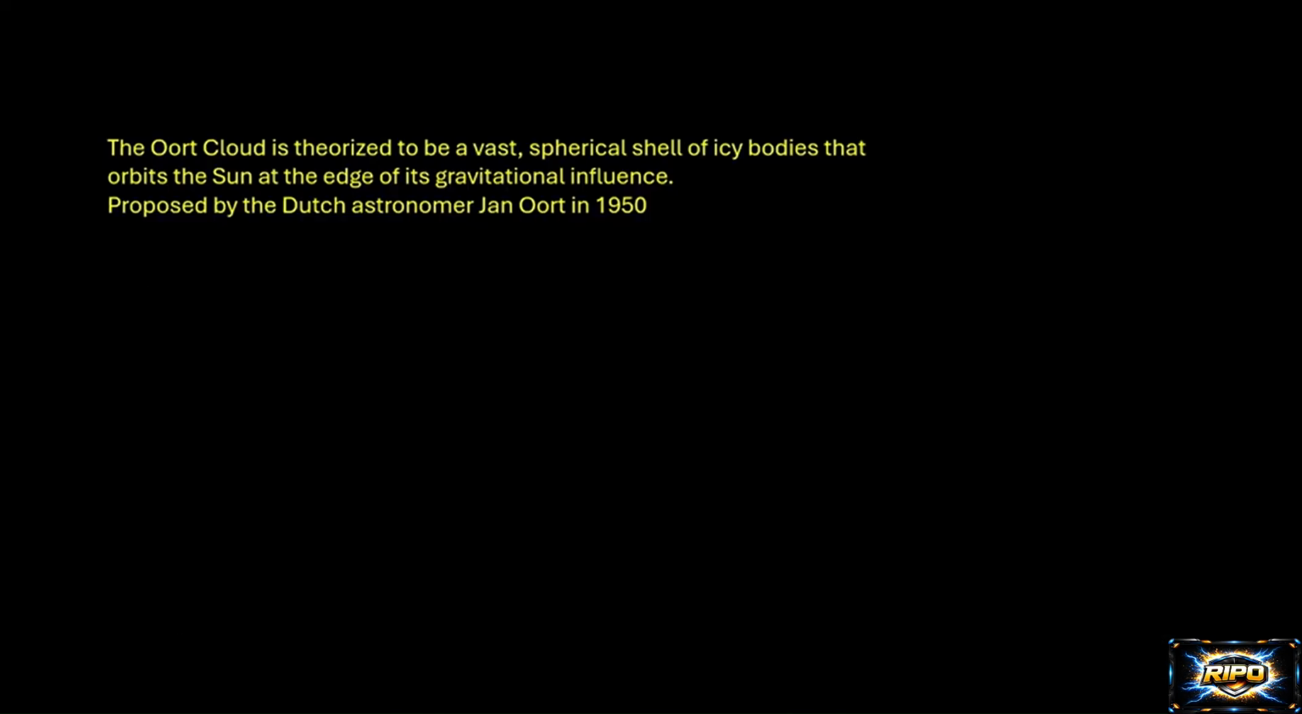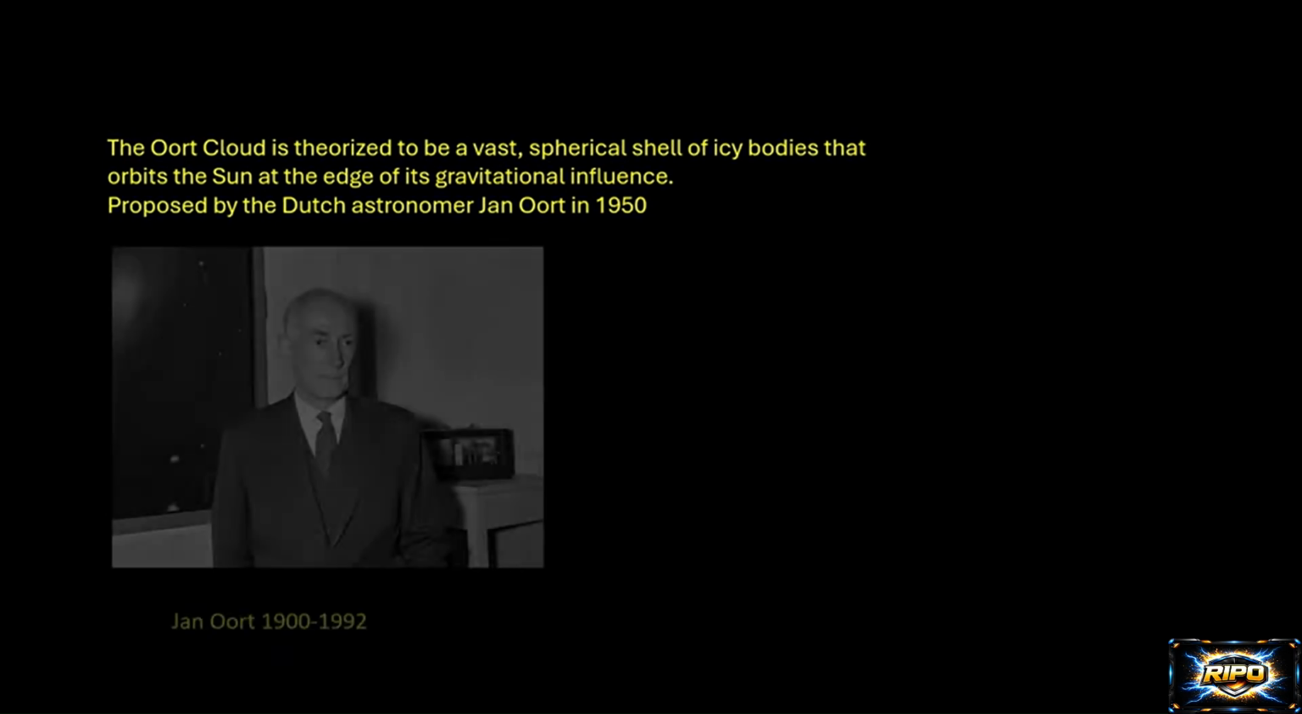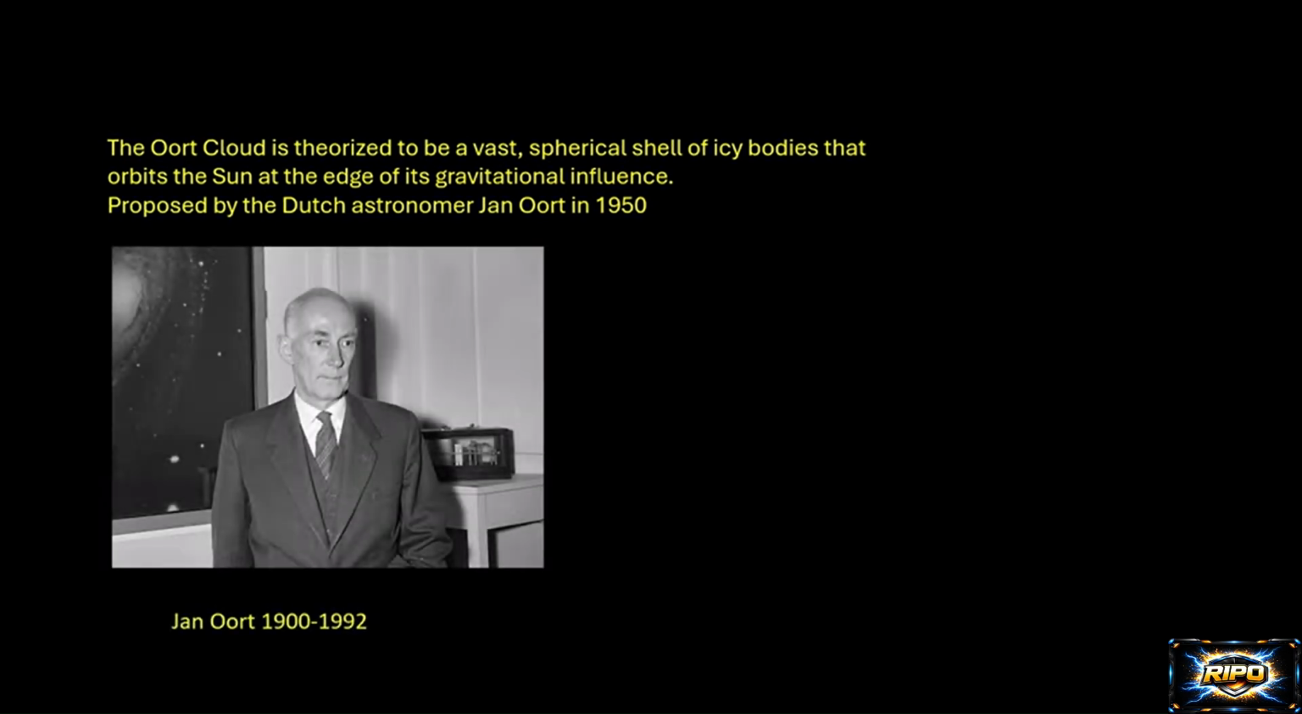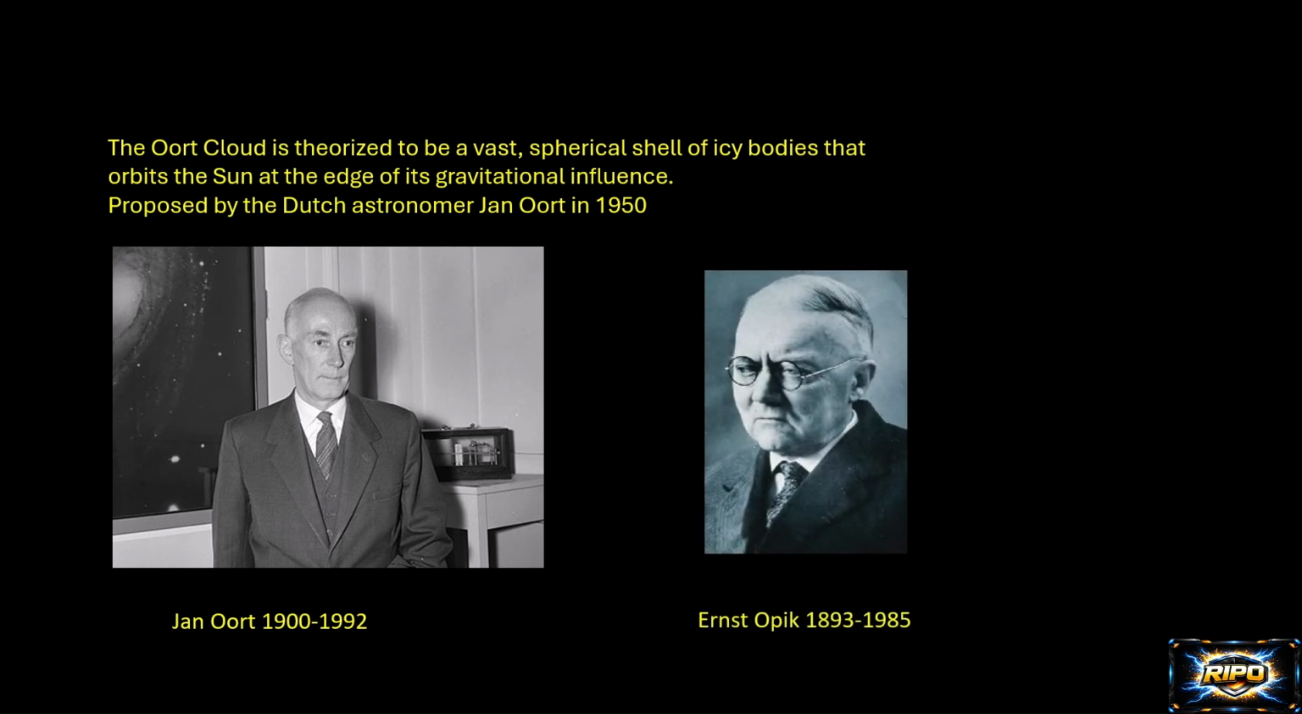It's theorized to be a vast cloud of icy bodies at the very edge of the solar system, first proposed by the Dutch astronomer Jan Oort back in 1950, but the idea was postulated by the Estonian astronomer Ernst Öpik 20 years earlier, back in 1931. Oort was, however, unaware of Öpik's earlier work, and today we call the object the Oort Cloud.